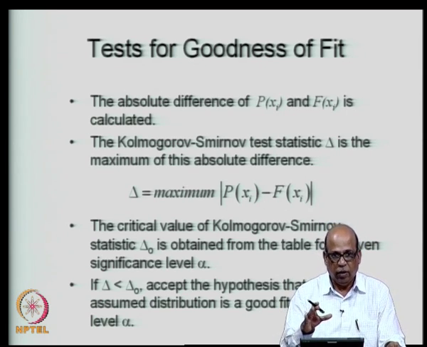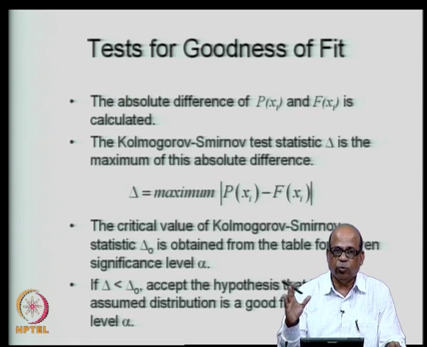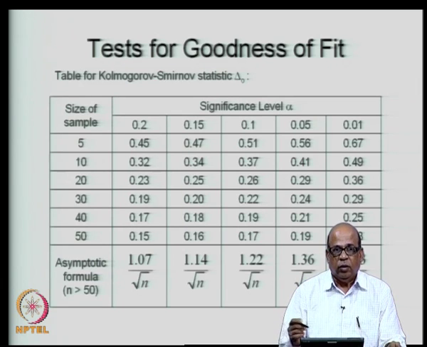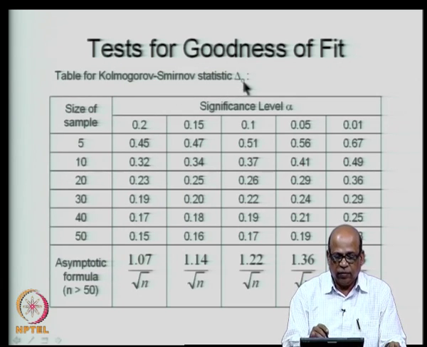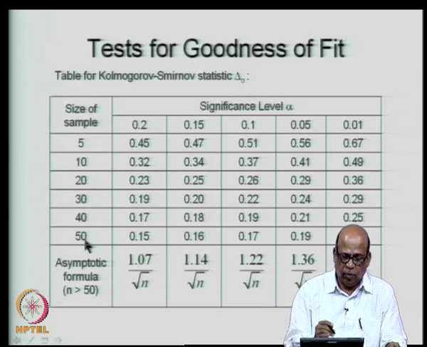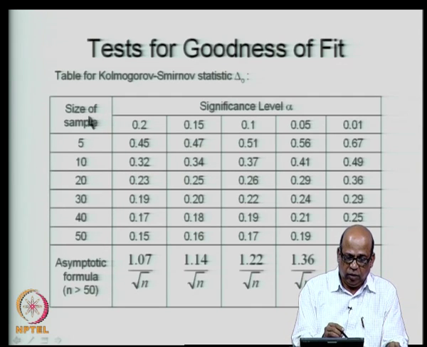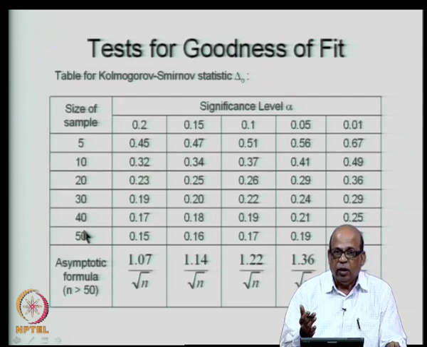Therefore, they are associated: the confidence level is associated with the significance level at which you are carrying out the test. Now, the statistic delta naught, which is a critical statistic against which you are comparing your computed delta, is available in the tables, and this is how the table looks. It is dependent on the sample size.